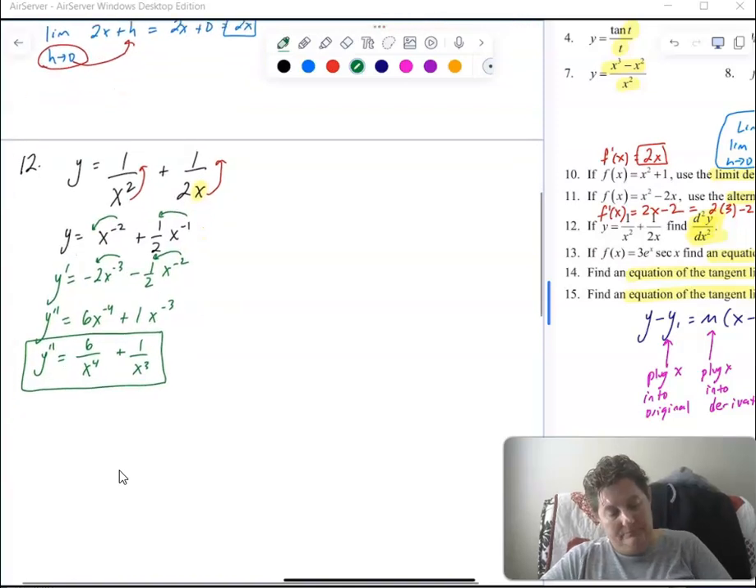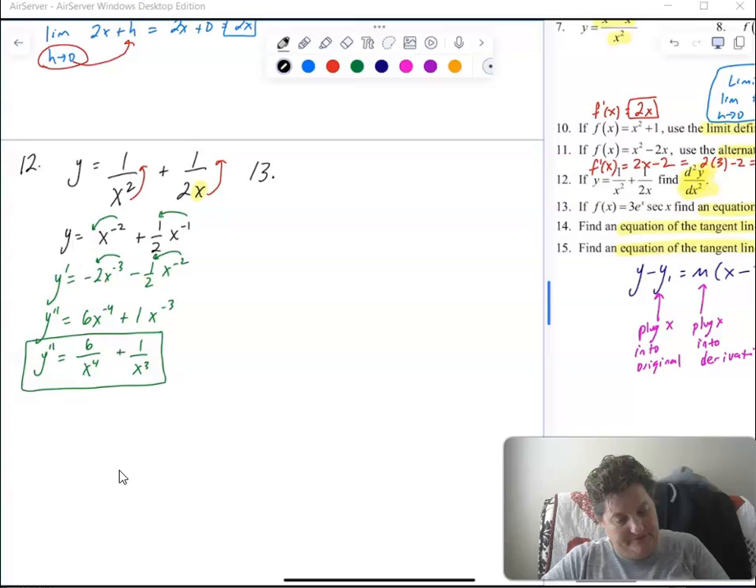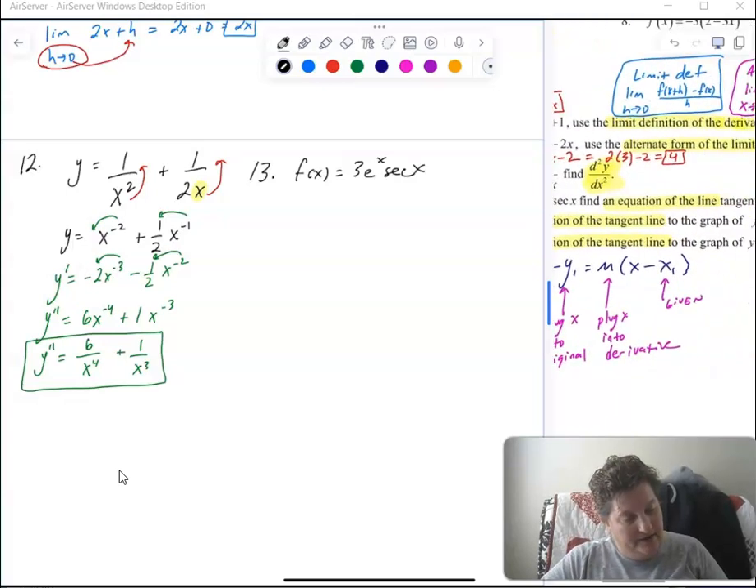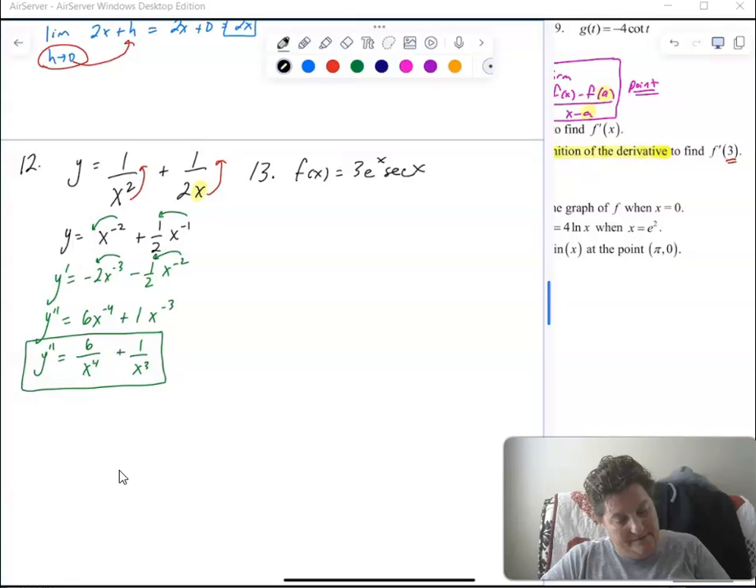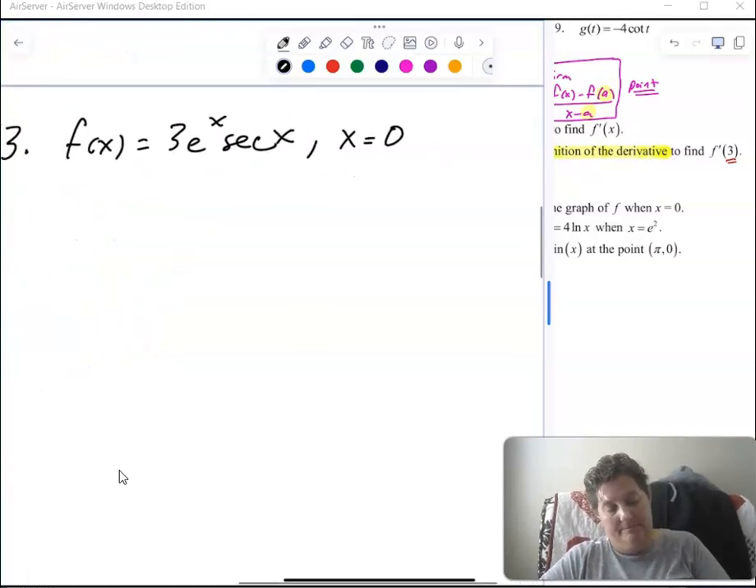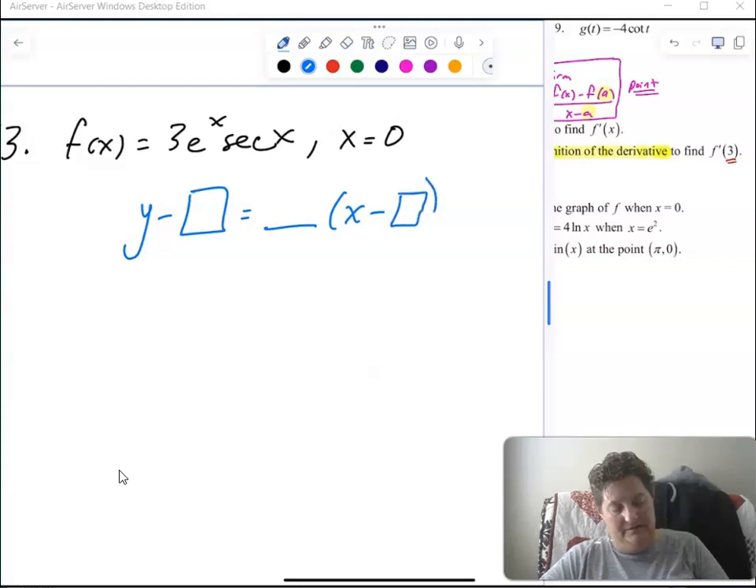All right, go ahead and talk about equations of tangent lines. We have f of x equals 3e to the x secant x, and we want the equation of the tangent line at x equals 0. Okay, we know it's going to be y minus y1 equals m times x minus x1, right? We're going to fill this in one thing at a time.